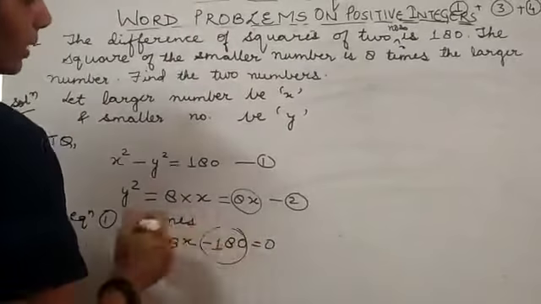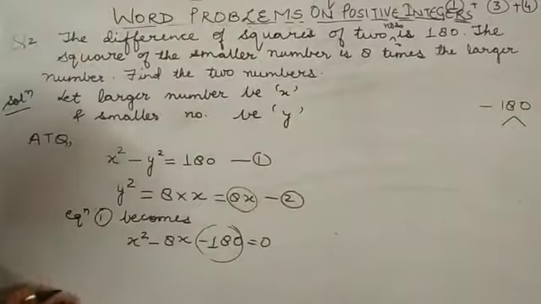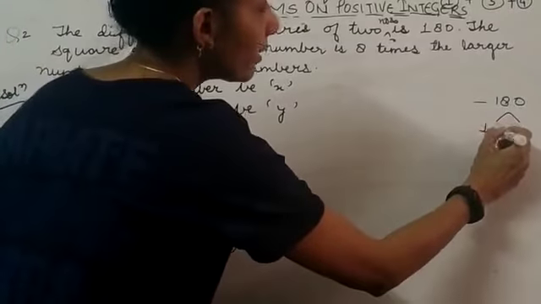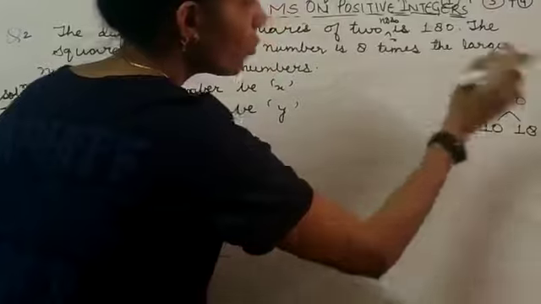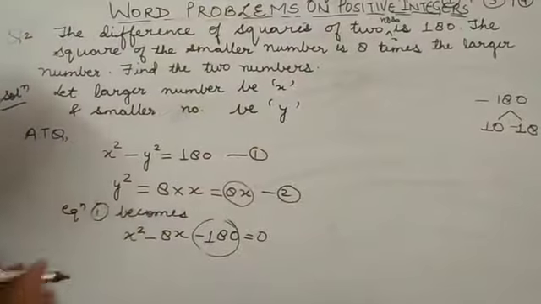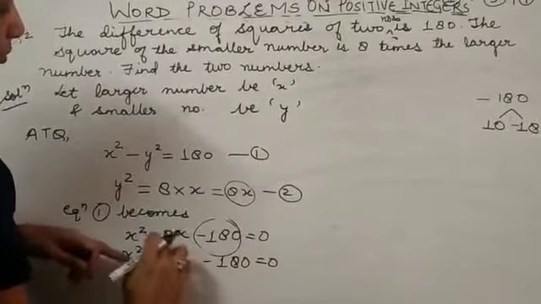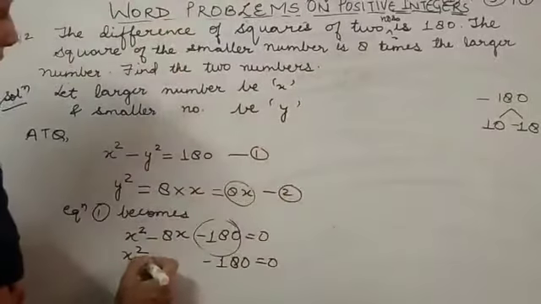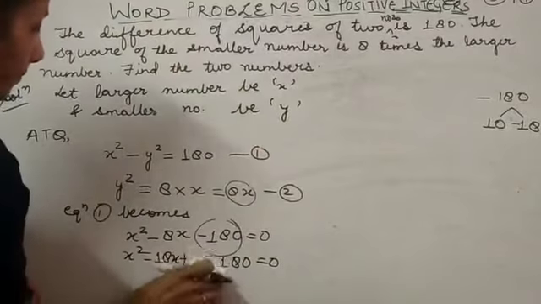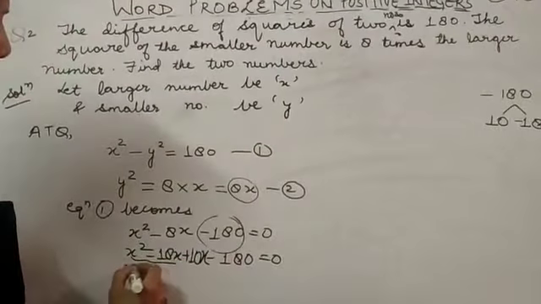So simply I can take my minus 180 and find out the factors of it. I want minus 8 and here it is 180. So I can write 10 into 18 gives you 180, and since I need minus 8, I will give the minus sign to 18. So I can write here x square minus 180 equal to 0, and this minus 8x can be replaced with minus 18x plus 10x.